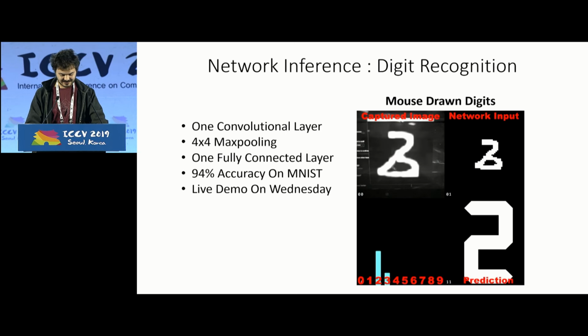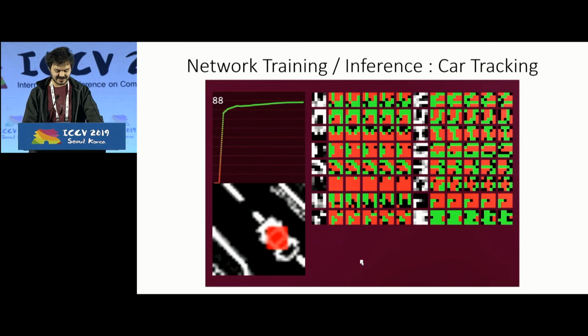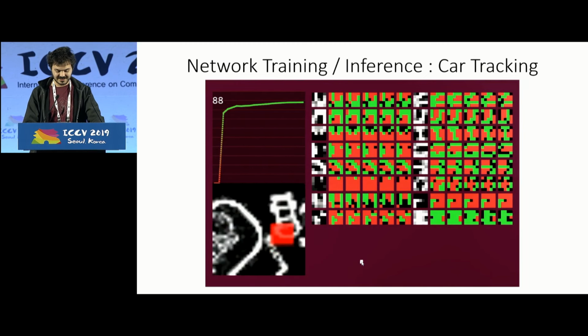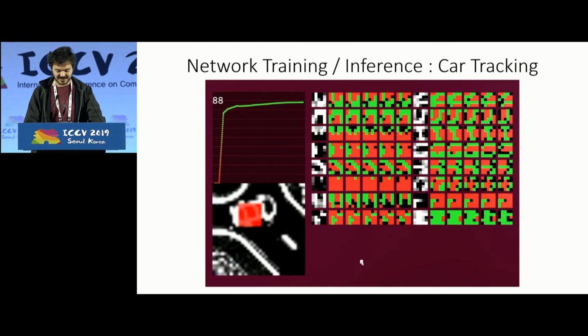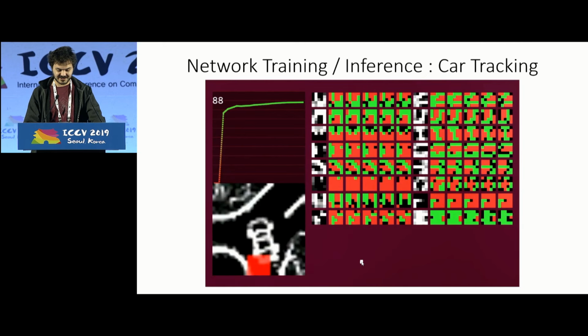We also tested a simple target tracking task in which a network was trained to locate targets against a backdrop. In the case here, a toy car against a playmat with the estimated location shown in red.